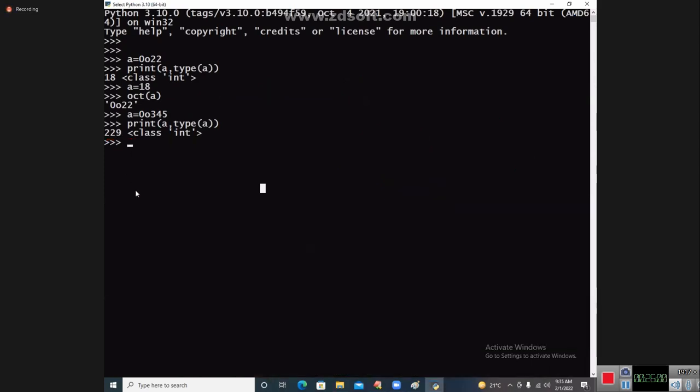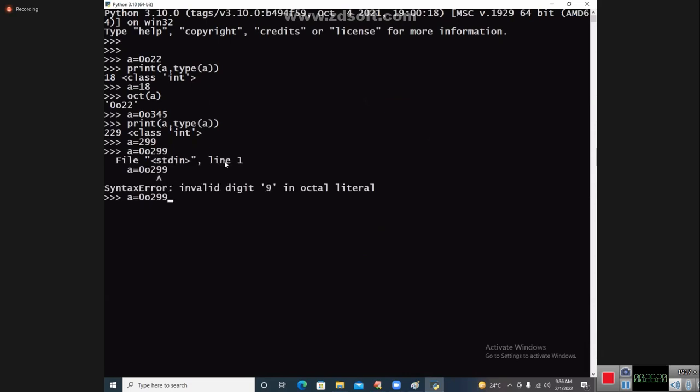So the previous one, I hope you are understanding. Are you understanding, my dear students? Somebody is asking, A is equal to 0299. Is it valid or invalid? Invalid. Why is 299 invalid, guys? Because 0 to 7 only is allowed, up to 7 only. 8 is not allowed, 9 is not allowed.